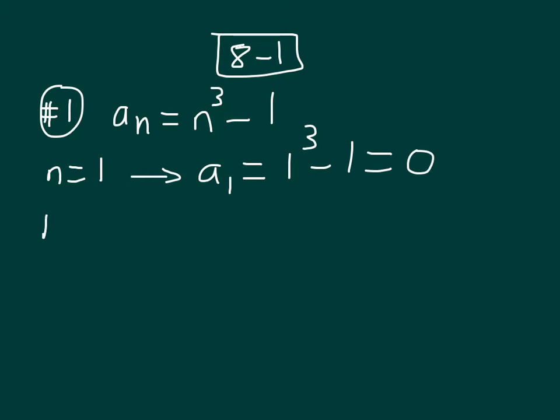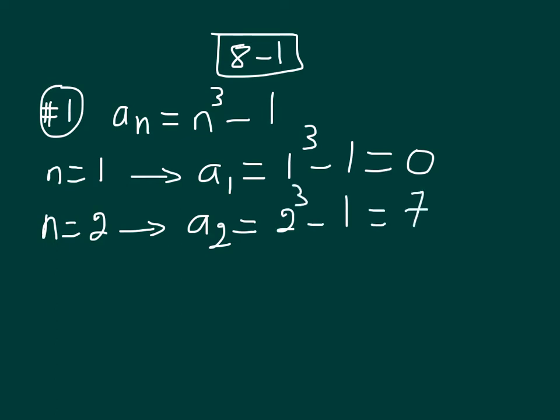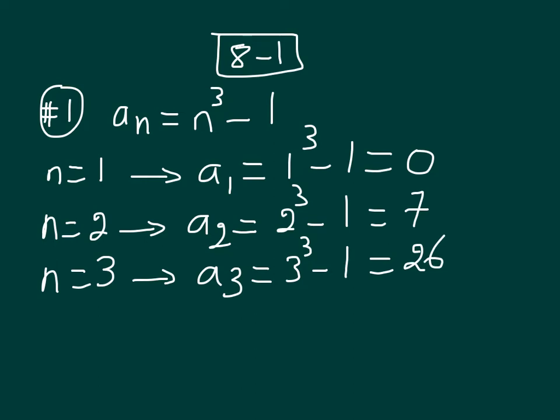0. We're going to say n equal to 2 to find the second term, and that will give us 2 to the third minus 1. 8 minus 1 is 7. Then we're going to let n equal to 3, and so gives us the third term, which will be giving us 3 to the third minus 1. 27 minus 1, 26. You're going to continue this pattern to get 7 of them.